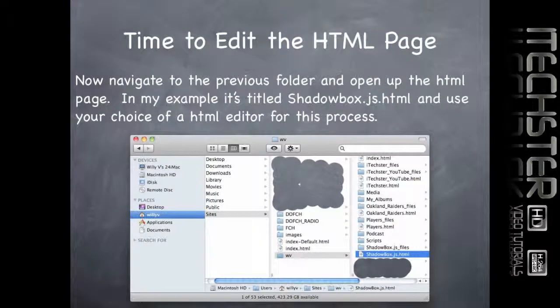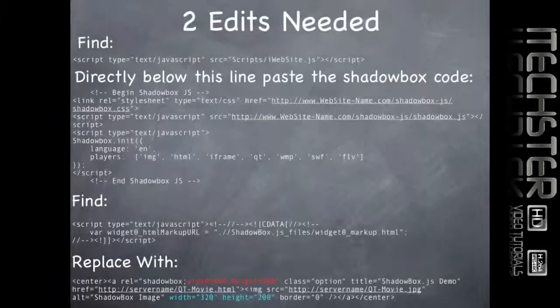Now that you know which widget it is that you're going to be editing, you're going to go ahead and navigate to the HTML page that was created for that particular page on your iWeb site. So in my example, I'm using the page titled shadowbox.js.html. That is the page I'm going to edit, and you can use any HTML editor that you want for this process. Now we need to make two edits within the HTML page.